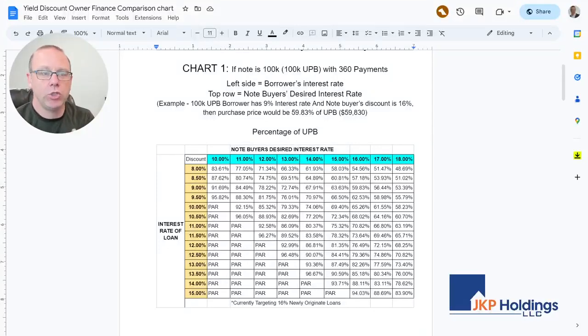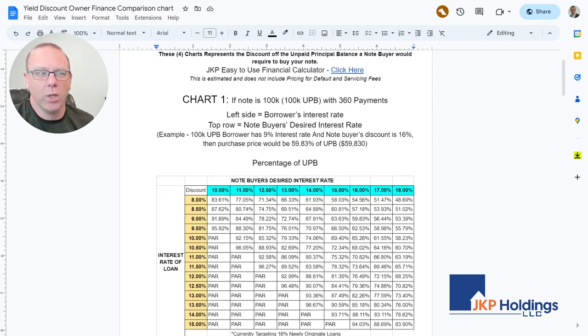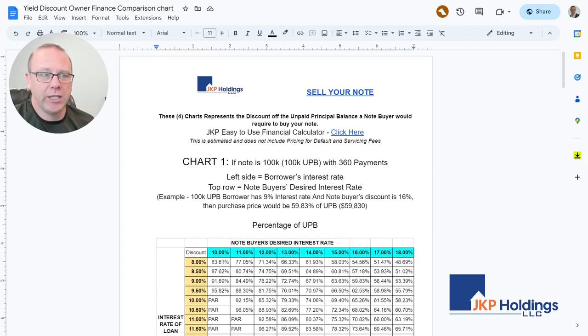Today I'm bringing you a chart that we created to help note sellers figure out what the expected discount is and what factors matter when selling a note, and for note buyers to get an idea of where they should be bidding based on the note and what's important. As you can always see, you can sell your note from this chart or click here to use a financial calculator, which is what these are based off of.